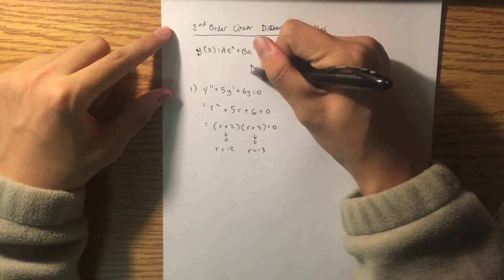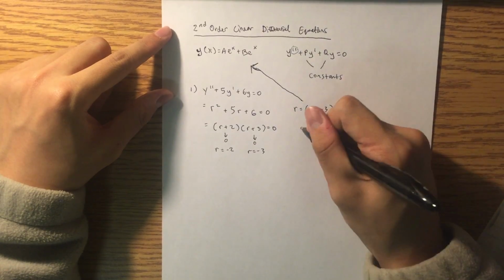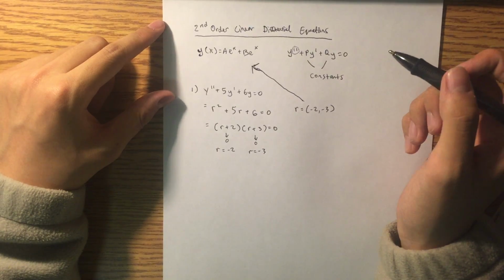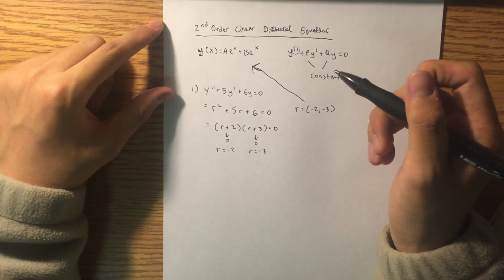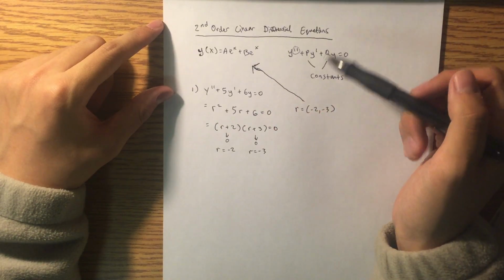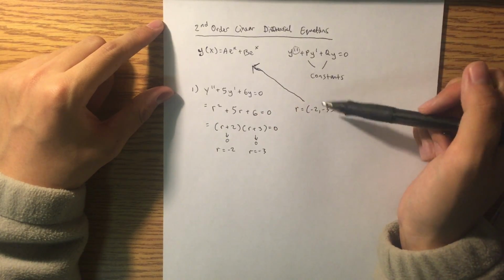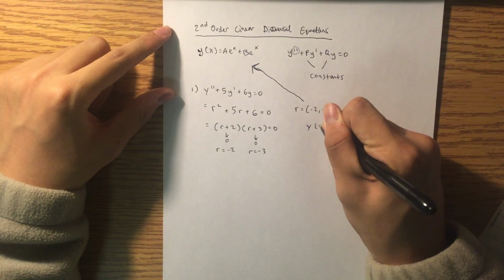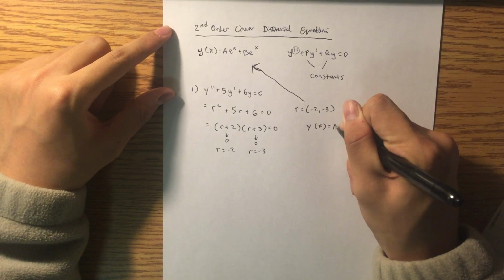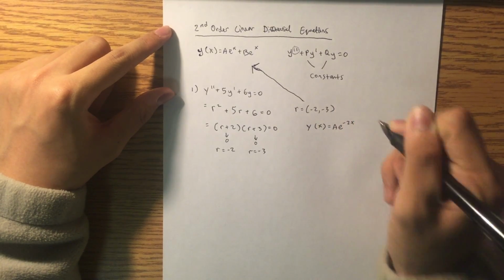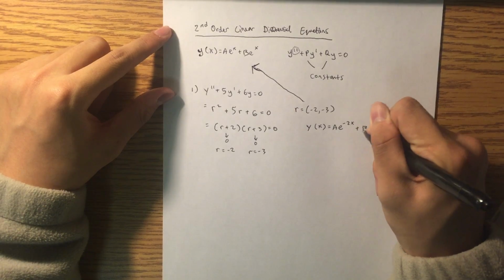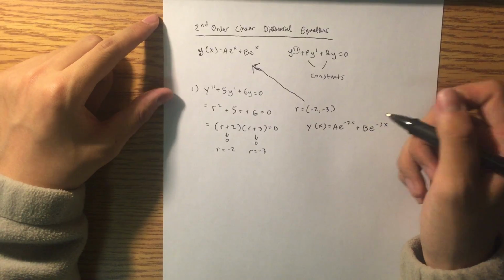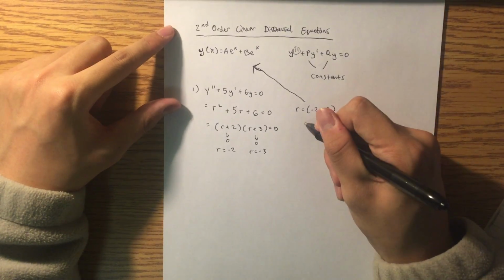Next thing you do, really the last thing that you do, is plug it into the formula, to this formula. And so you get something like this. And when you plug it in, the roots that you get for r will go into the exponents of the e's. So -2 will go to the first one, -3 will go to the second one. Right, now that will be your general equation. It'll look something like that.